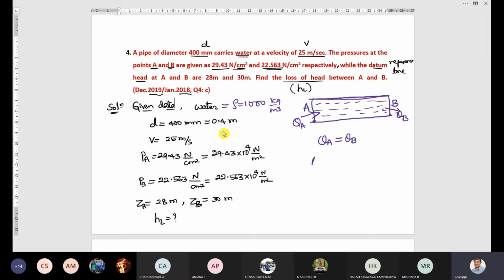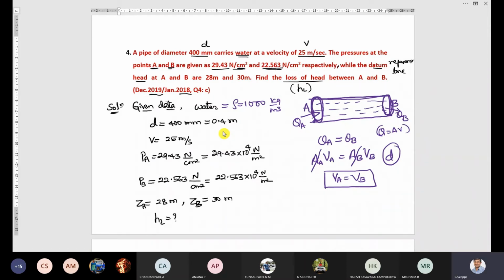Discharge at point A is area at point A into velocity at point A. Similarly, using the continuity equation for incompressible fluid, the discharge at B is area at B into velocity at B. What is the area at point A? It is pi by 4 dA square, and the same area will be there at point B also. So both areas cancel. What is left? VA is equal to VB. So if the diameter is the same, then velocity will remain the same between point A and point B.